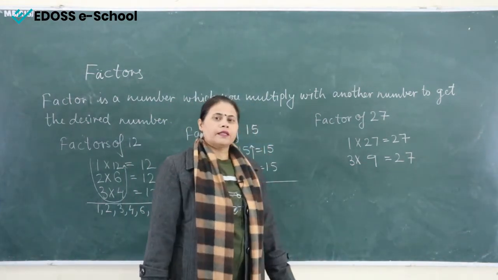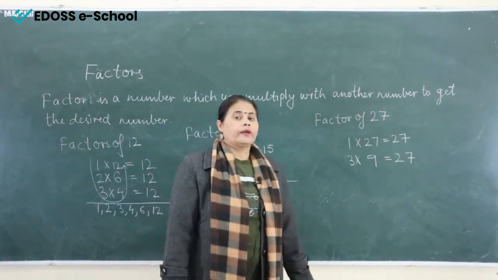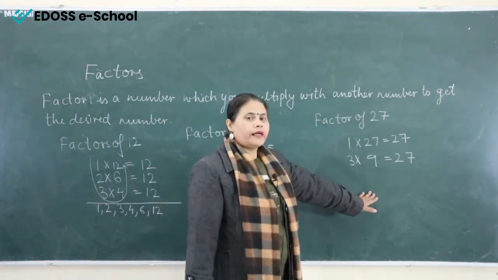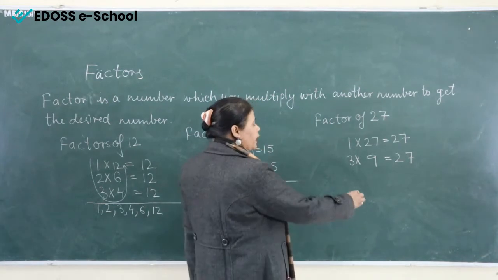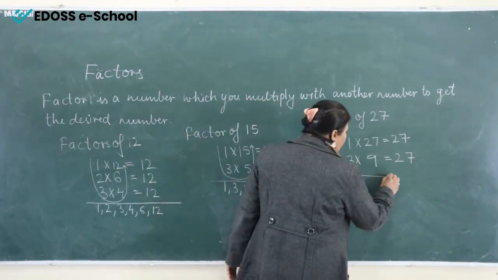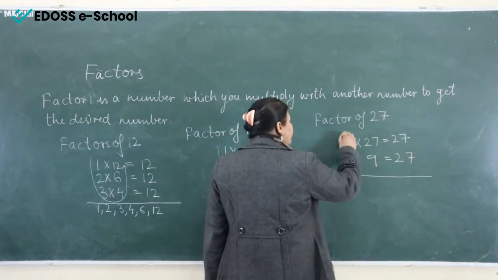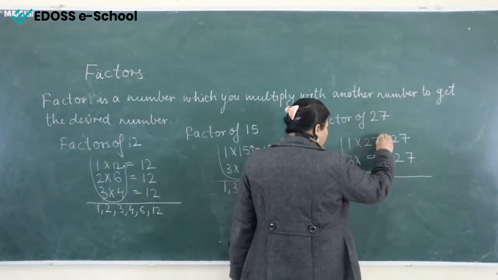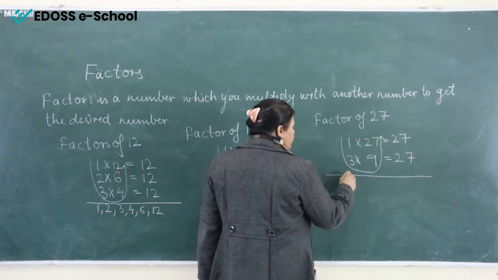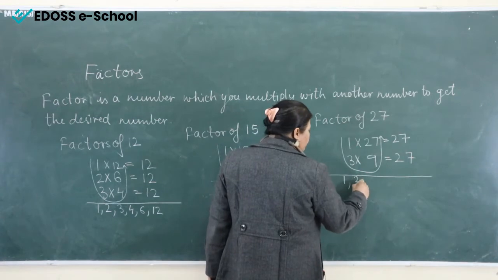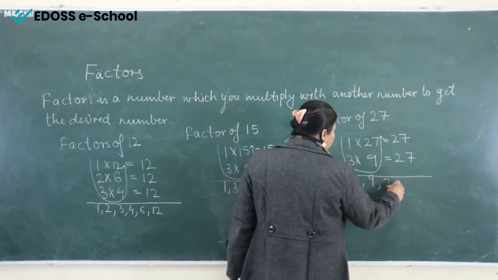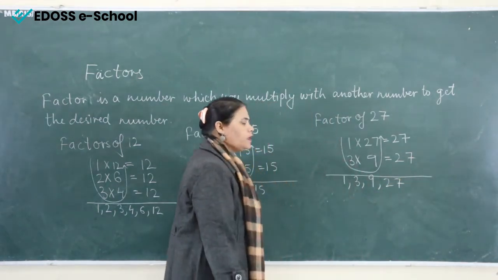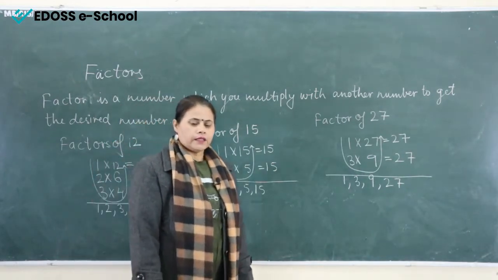So the next number is 9. In the table of 9, yes, 27 will come, but 9 is already here. It means we don't write down the factor of 9 again. So we will stop here and we will write down the factors of 27. So here it is again: 1, 3, 9 and 27. So these are the factors of 27.